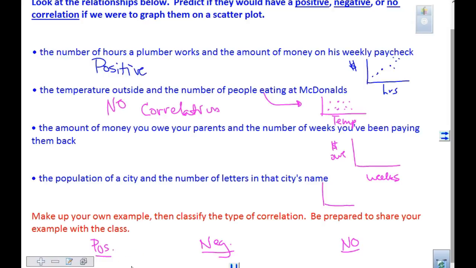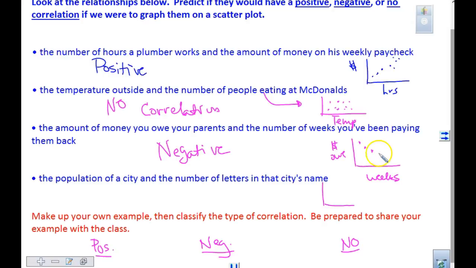Ryan, what do you think? Amount of money you owe your parents, number of weeks. Positive, negative, no? Oh, it would be negative. Probably negative. What did your graph look like? Oh, it kind of looked like a down slope. Would it be linear? Kind of? Could almost be. Make a straight line? Yeah.